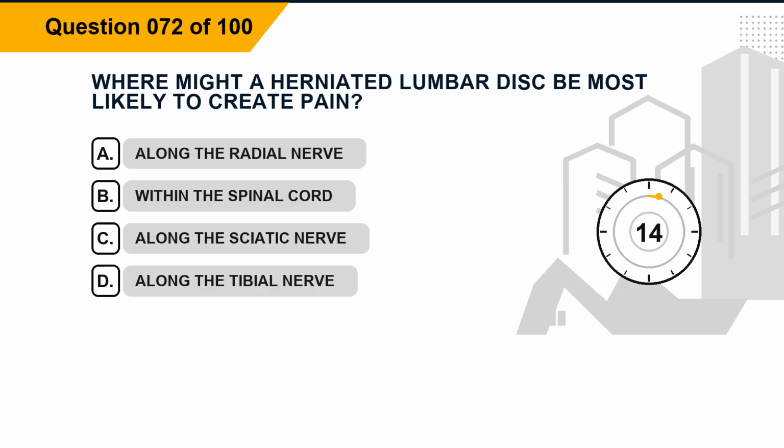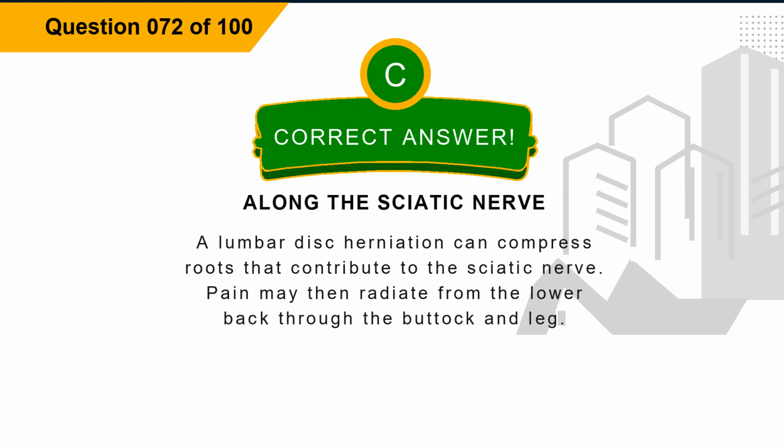Question 72. Where might a herniated lumbar disc be most likely to create pain? Option A. Along the radial nerve. Option B. Within the spinal cord. Option C. Along the sciatic nerve. Option D. Along the tibial nerve. The correct answer is option C. Along the sciatic nerve. Explanation. A lumbar disc herniation can compress roots that contribute to the sciatic nerve. Pain may then radiate from the lower back through the buttock and leg.